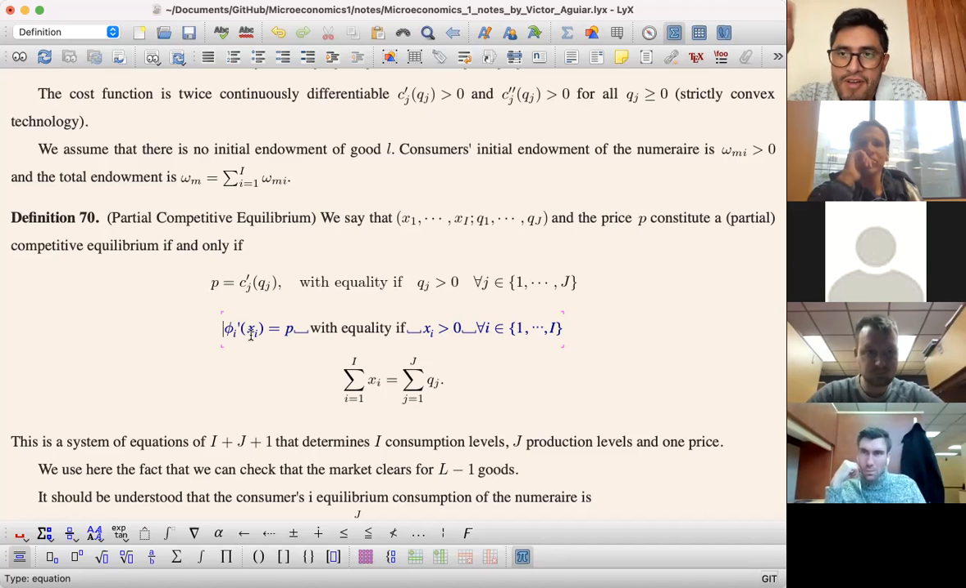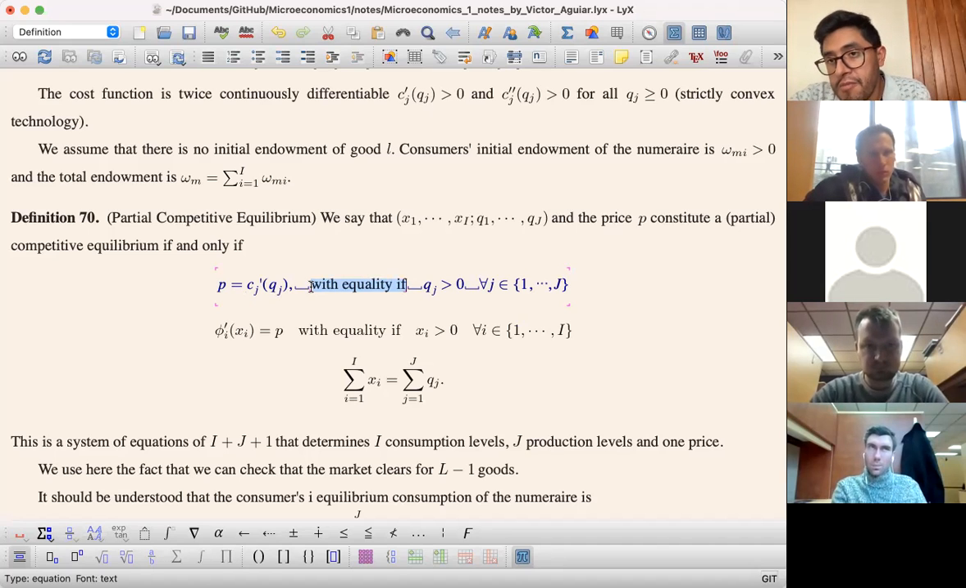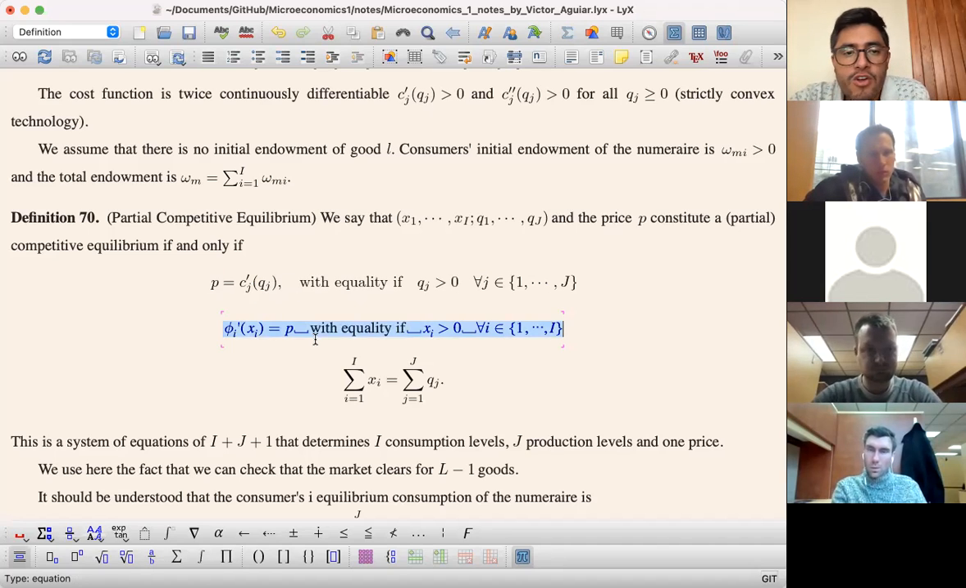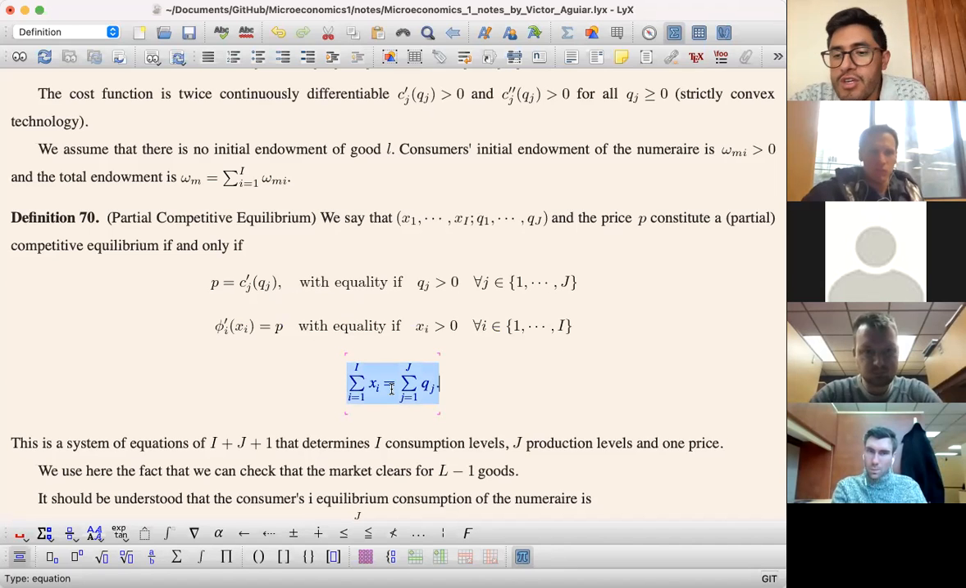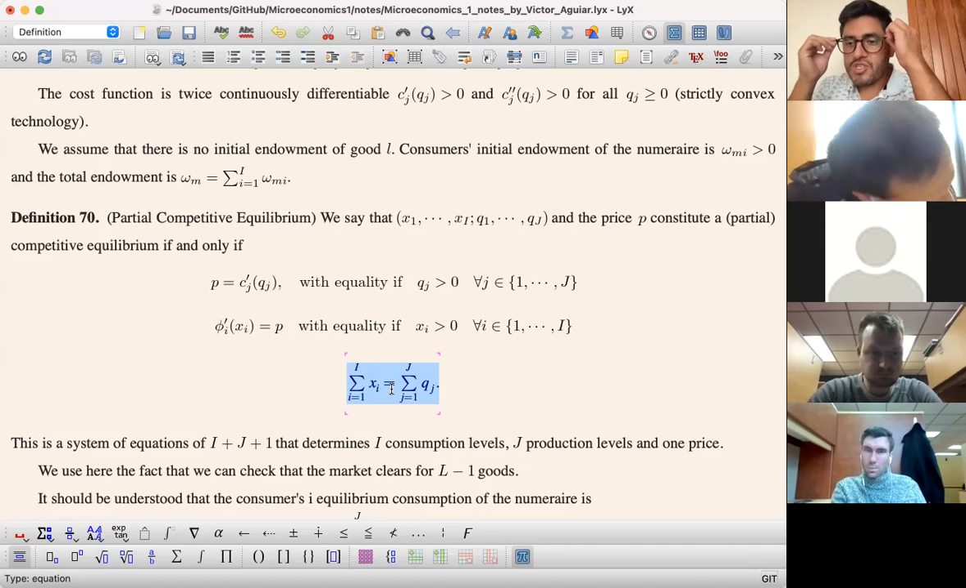The summation of everything that every consumer consumes is equal to the total production. What has been simplified here? First of all, it is the same definition as before, because the first condition here essentially guarantees that the firms are profit maximizing. The second condition guarantees that consumers maximize utility. And the third condition guarantees that markets clear. But things have been simplified greatly, right? Do you realize how much?